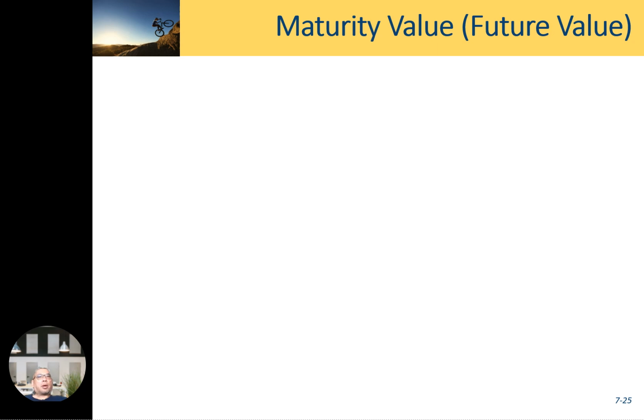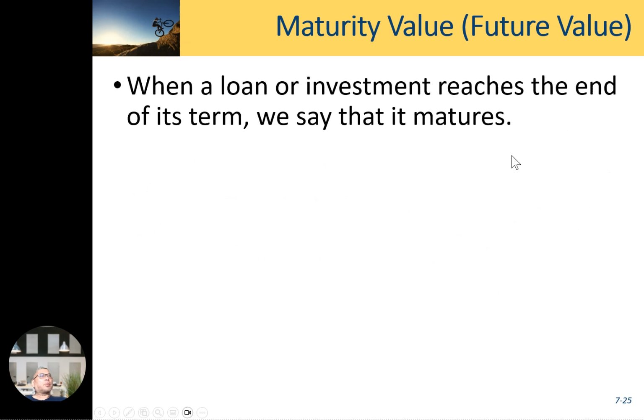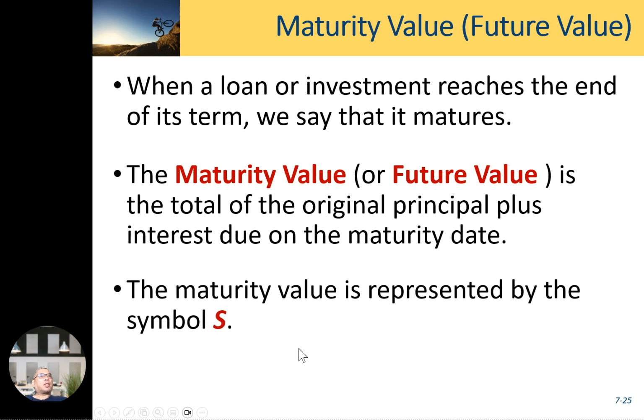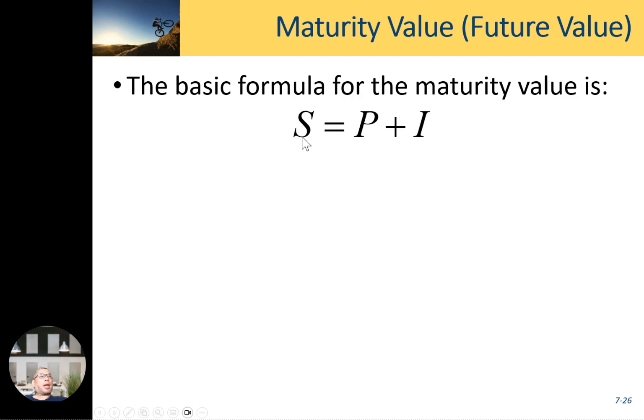Look at the next subject, which is the maturity value, future value. When the loan or investment reaches the end of its term, we say it's mature. The maturity value or future value is the total of the original principal plus interest due on the maturity date. The maturity value is represented by the symbol S. Look at this one. The basic formula is S equal to P plus I.